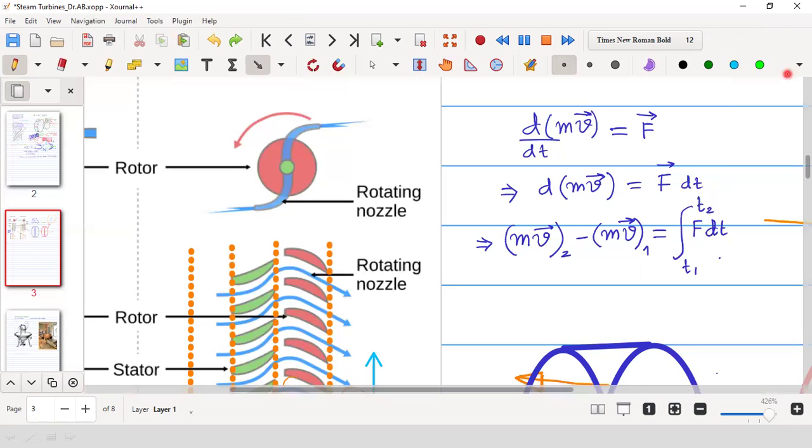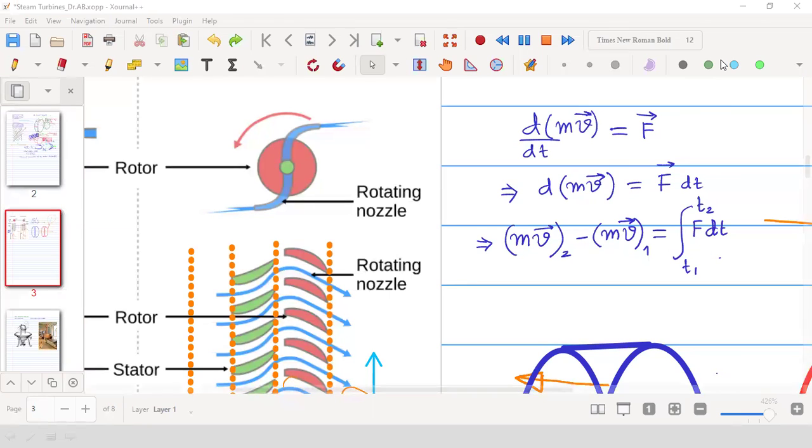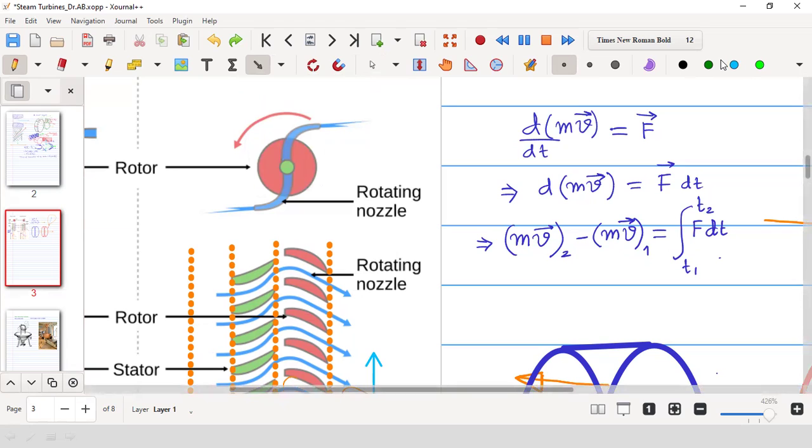So this quantity is called the impulse. Okay, so this is the impulse. This quantity.